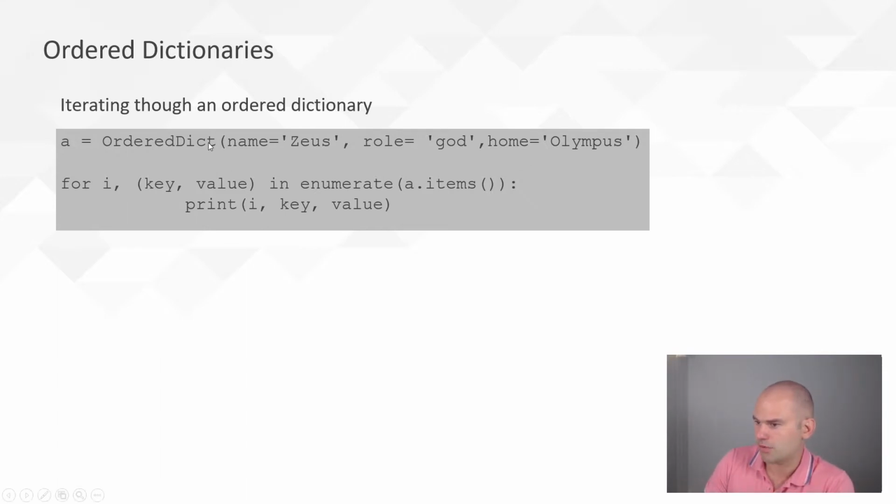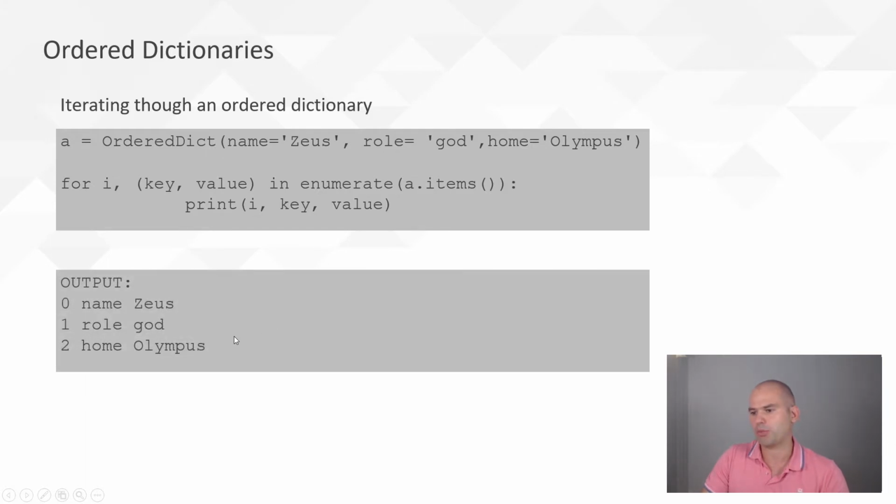So this is your normal ordered dictionary. Same example as before, A equals OrderedDict. So we got name, Zeus, role, god, home, Olympus. Now, you have to use the enumerate function, with a for loop and this sort of tuple, because you're iterating through both key and value, you can actually print the index, key, and value of a dictionary. So this one would output at index 0, you got name, Zeus, at index 1, you got role, god, index 2, home, Olympus. So that more or less covers the special features of ordered dictionary. So let's quickly take a look at them in code before moving on to sets.